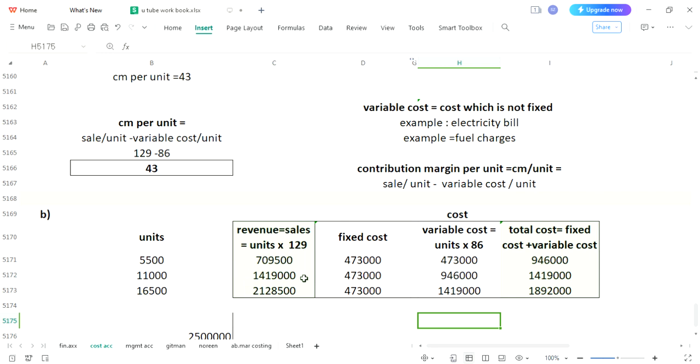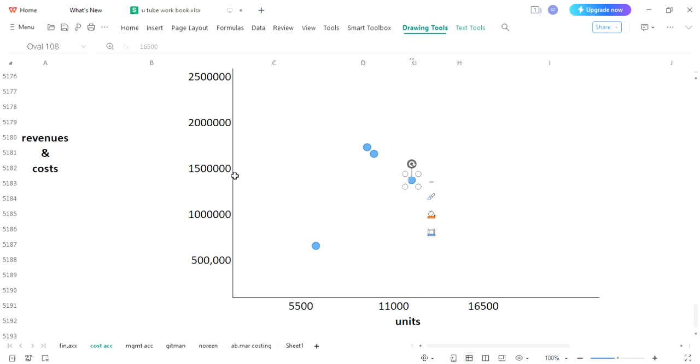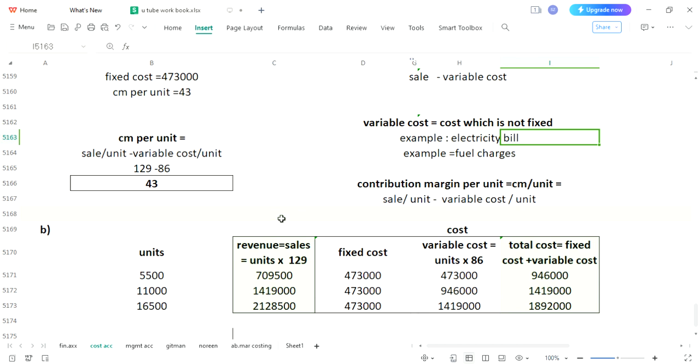Now we will see our second point, as we are just putting sale elements upon the graph. 11,000 unit, 14 lakh. These are 11,000 units and 14 lakh. Where would it be? You can see it would be lower than 15 lakh but above 10 lakh. So you can put it over here. So the second point we have written, and now let's see the third point.